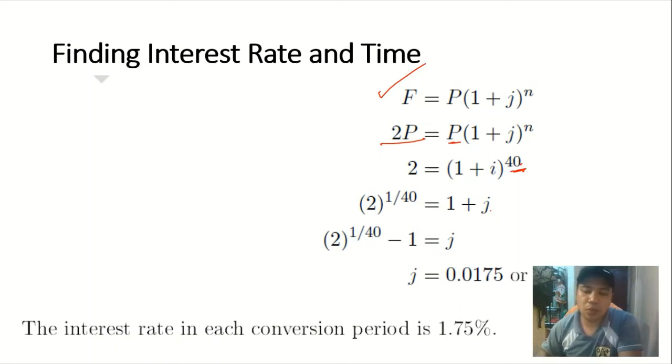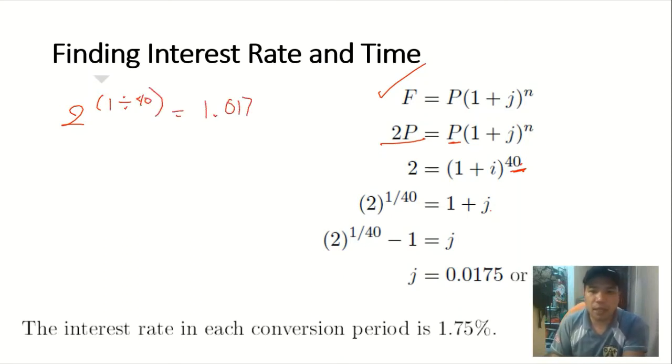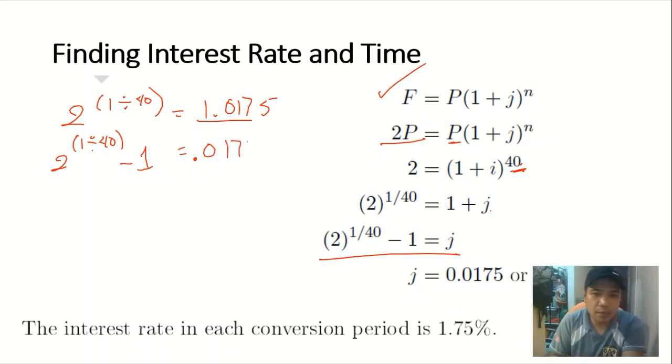So 2 raised to 1 over 40. If it is complicated on the calculator, 1 divided by 40 is 1.017. Then 2 raised to 1 divided by 40 minus 1 gives 0.0175, rather 1.75%. So that is our j.